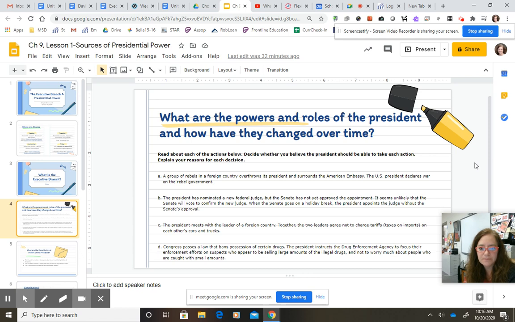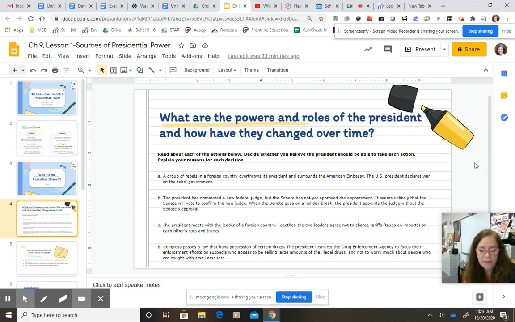Oh, no. You're right. He does not have the power to declare war. That power is reserved for Congress. He does, however, have the power to send American troops there, but he would need to inform Congress, and then Congress would have time to act on that. Okay, good. The next one.